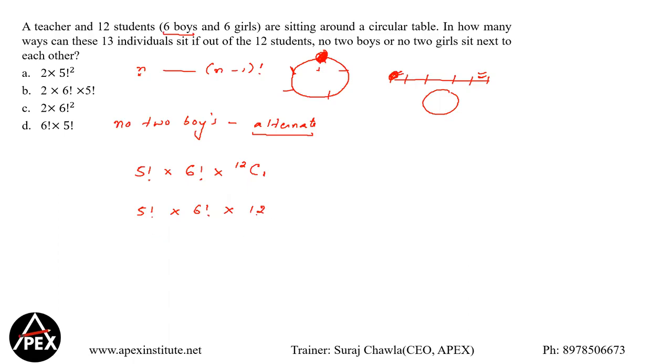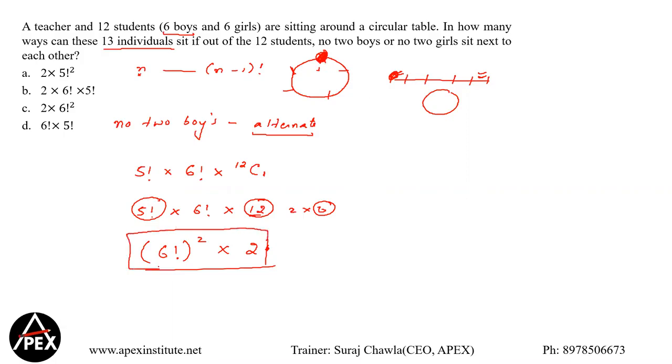Now I can break this 12 as 6 into 2. Ketan, I have to arrange the teacher also. 13 individuals, no? The teacher can sit anywhere. The only condition is no two boys and no two girls have to be together. So this 12 can be written as 2 into 6. So if I borrow this 6 here, 6 into 5 factorial will become 6 factorial. 6 factorial into 6 factorial, 6 factorial square into 2 becomes your final answer. Am I clear here, guys?